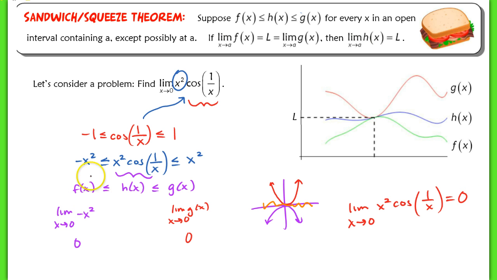Again, because according to our sandwich theorem, h of x here is sandwiched between f of x and g of x, which means that if the limits of f of x and g of x here are equal, and they're both equal to 0, then the limit of h of x must also equal 0.